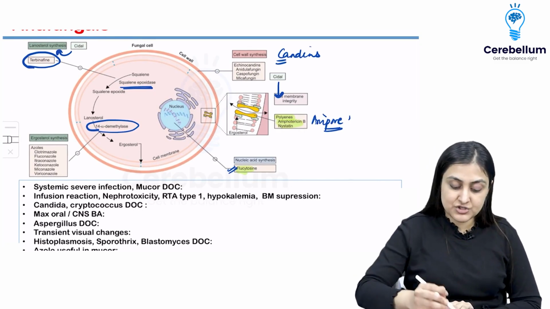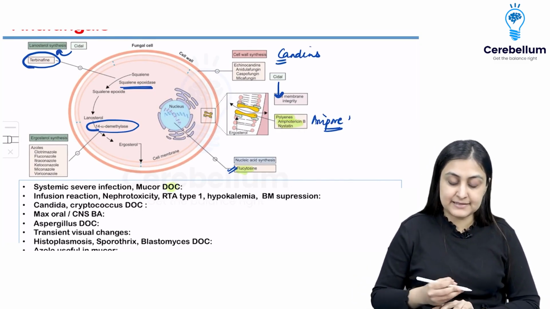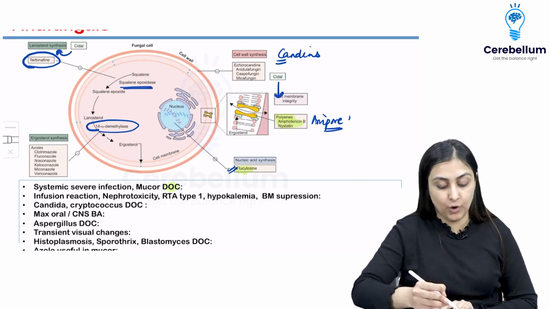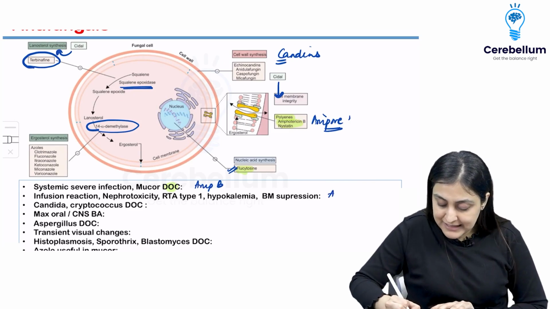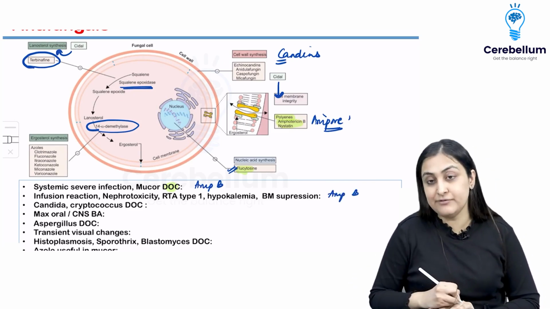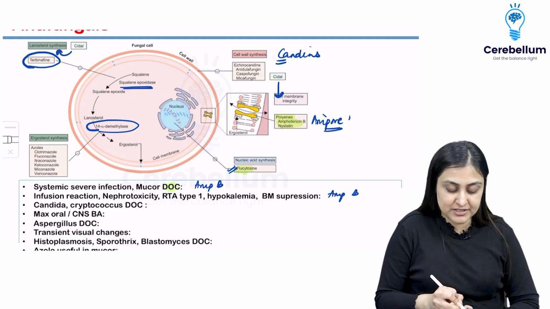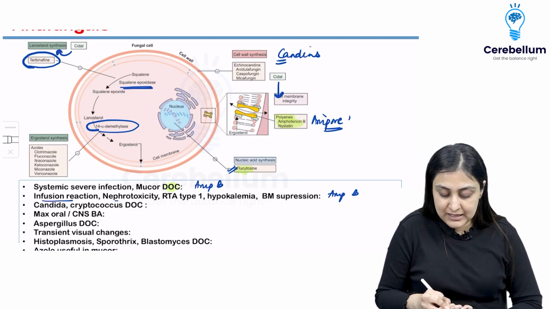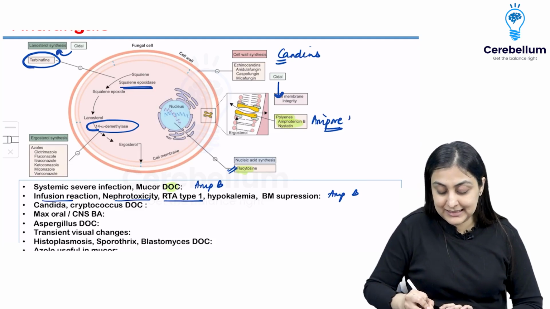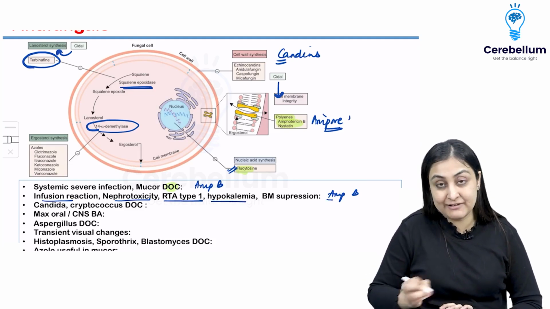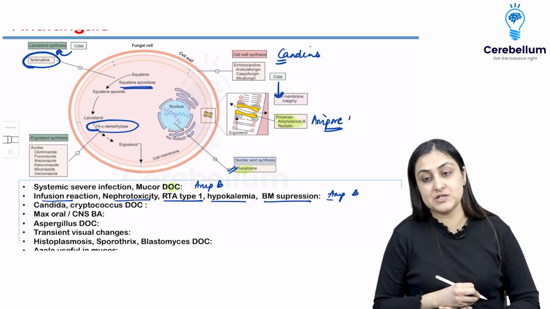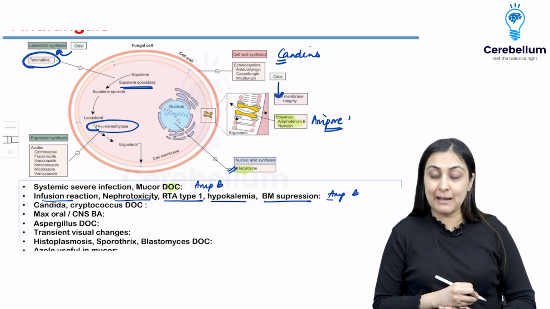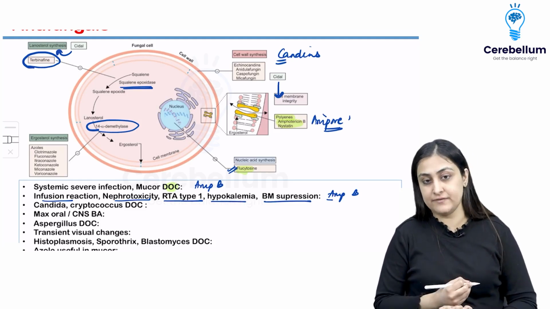Which is the drug of choice for any severe systemic fungal infection or mucormycosis? We have to go for amphotericin B. Why is it saved for the worst infections? Because it has so many side effects. It has an infusion reaction, nephrotoxic, RTA type 1. So, 1 and A1 going together, hypokalemia, and it's also a bone marrow suppressant. So, all of these deadly effects with AMP-B. So, we save it for mucor or severe infection.